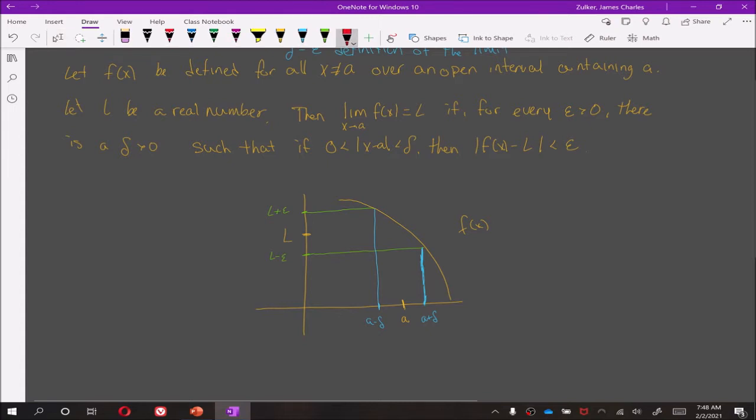And of course, this would be the limit right here. And what we can do is, if we shrink this epsilon band, right, so if we make this smaller, then this delta band would also be shrinking.